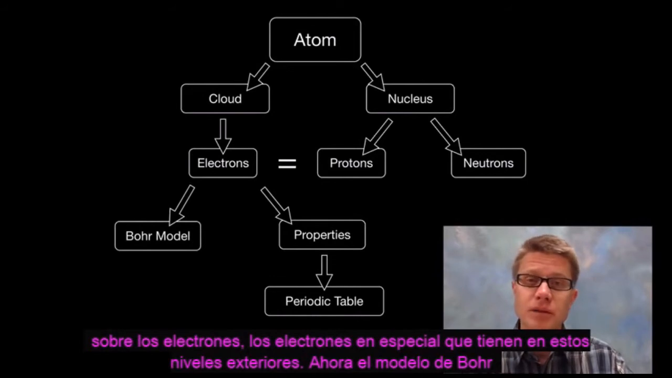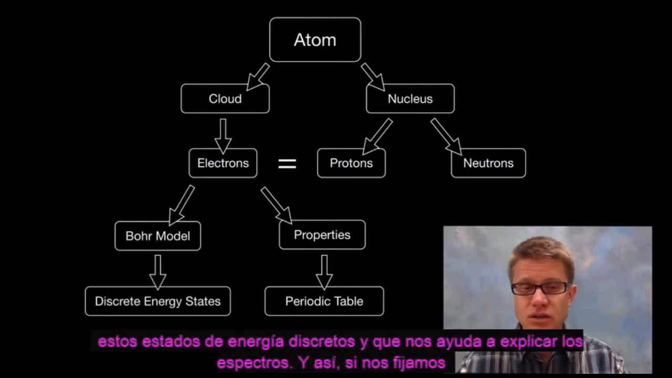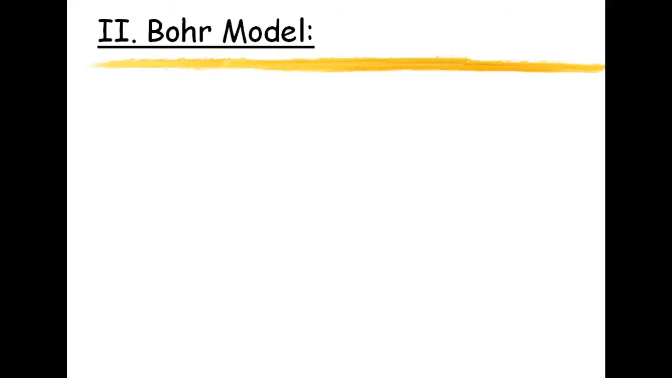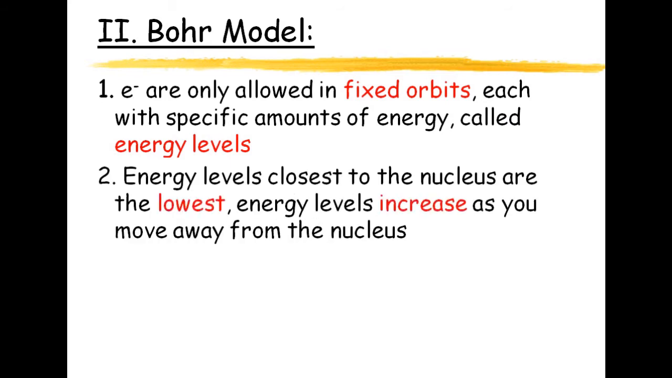Now the Bohr model helps us explain what those electrons are doing and how they're moving. They move into these discrete energy states, and that helps us to explain the spectra. So in Bohr's model, electrons are only allowed in fixed orbits, each with specific amounts of energy called energy levels. The energy levels closest to the nucleus have the lowest energy, and as you move away from the nucleus, the energy levels increase.